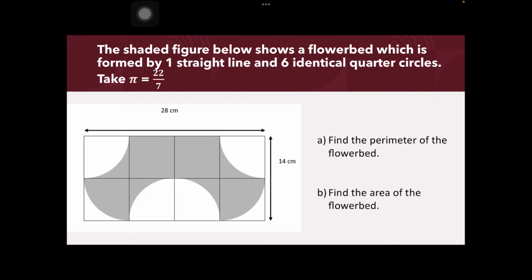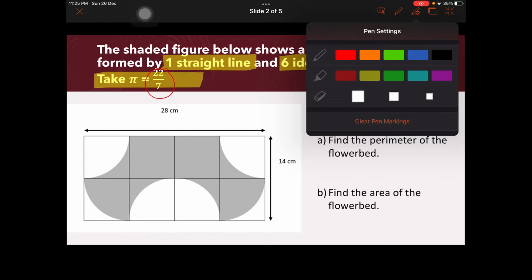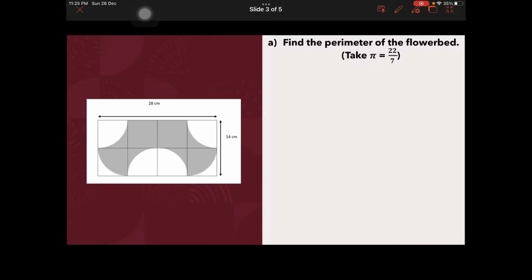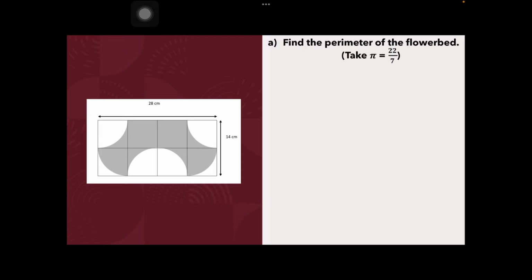The shaded figure below shows a flower bed which is formed by one straight line and 6 identical quarter circles. We take the value of pi to be 22/7. Part A, find the perimeter of the flower bed. We need to find the perimeter, so let's get on to it. We find the perimeter assuming the value of pi to be 22/7.